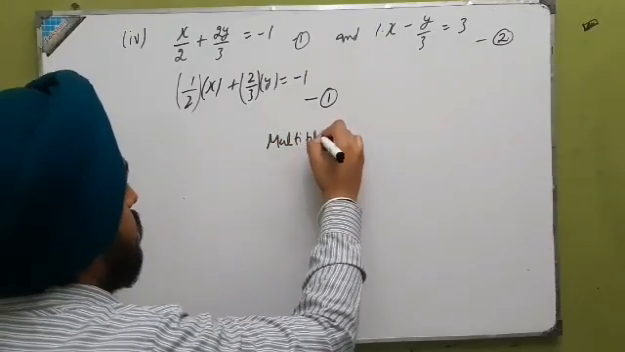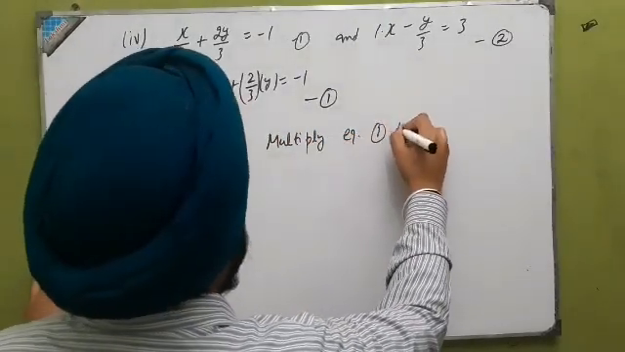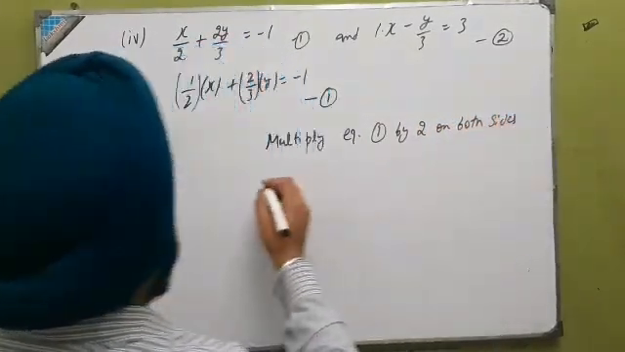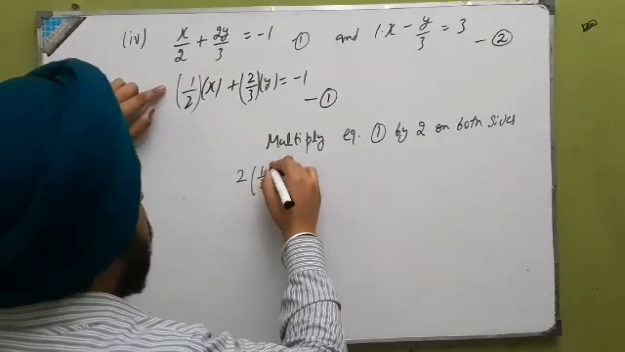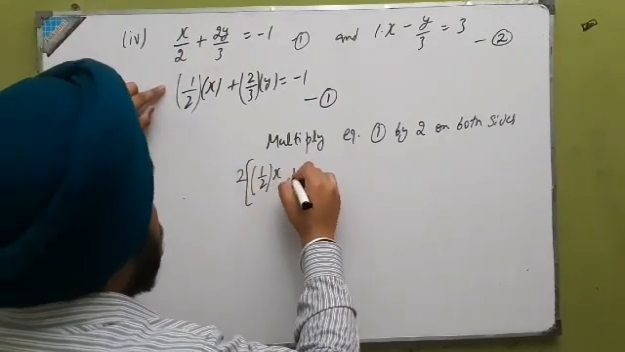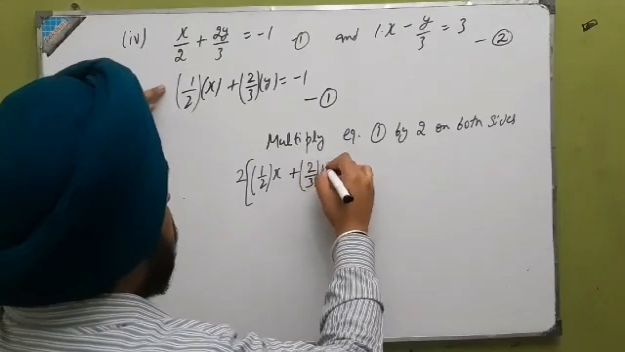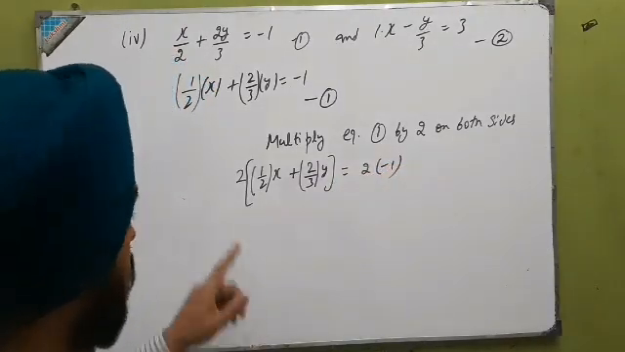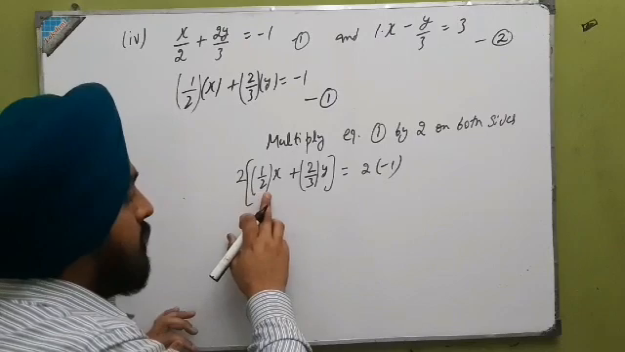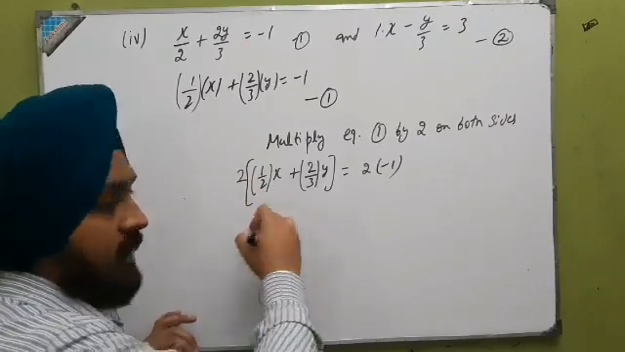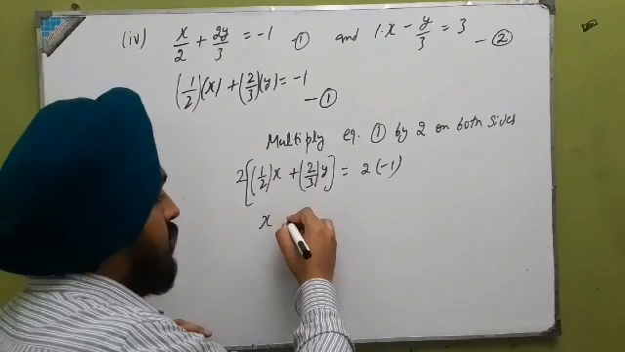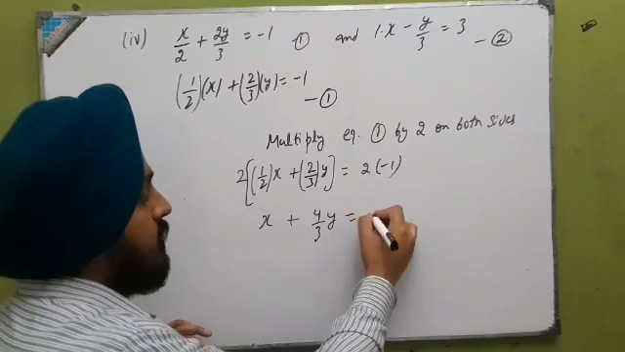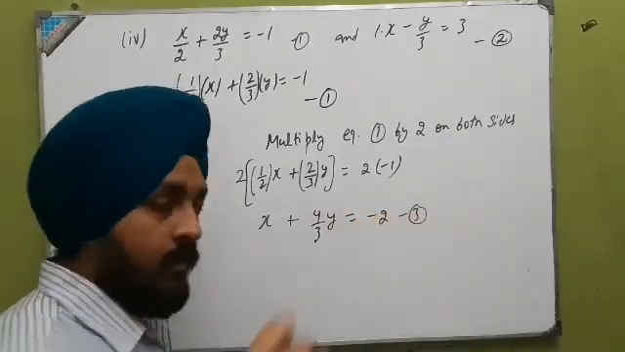Multiply equation 1 by 2 on both sides. 2 into half into x plus 2 over 3 y is equal to 2 into minus 1. Clear? Now open the bracket. 2 multiplied by half, 2 will be cancelled with 2, that means only x. Clear? Plus 2 multiplied by 2 by 3, that means 4 over 3 y is equal to minus 2. That is equation number 3.